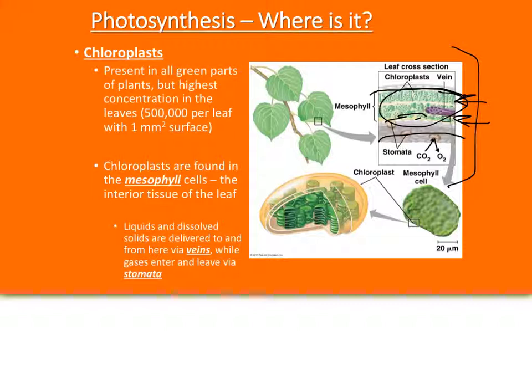Now, in order to bring materials to and from these cells, liquids can move through a plant, kind of like they move through your circulatory system, and we use a very similar term, which is a vein. So plants have veins that come and go from the inside of the leaves that bring water, and they bring other dissolved solids and nutrients. And then you have stomata, which are these pores that we'll study more later this year as well, which allow gases in and out of the leaf.